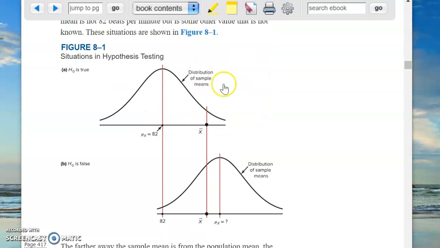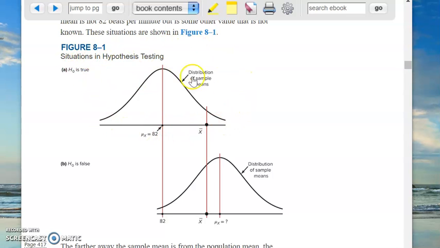Here's a cartoon that illustrates this. This is the cartoon for when the null hypothesis is true. Here's our distribution of sample means, our x bars, and the mean of the population is 82. We got an x bar that's over here. Well, so what? It's different from 82, but that particular x bar could be over here just by random chance. That's the H sub 0 is true scenario.